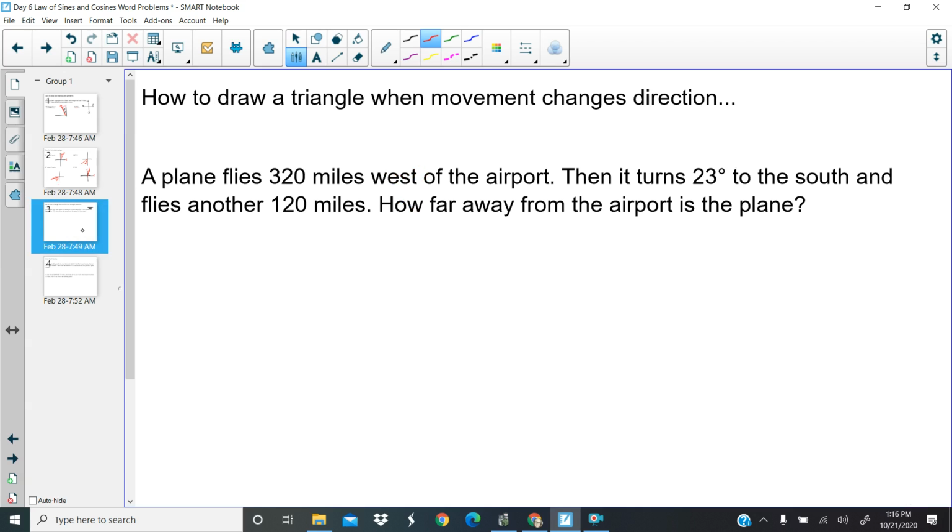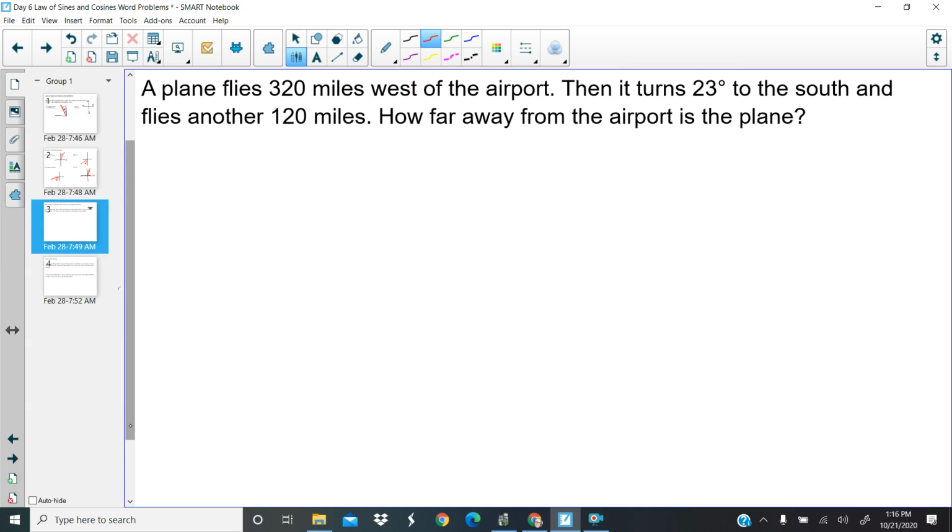So in this one, we have a plane flies 320 miles west of the airport. So let's just start drawing some stuff out. The airport is right here. This plane is flying 320 miles west of the airport. So this is 320 miles. Then it turns 23 degrees to the south. So it went 320 miles and it's right here. If it had kept going west, it would still be going in this direction. But it turned 23 degrees to the south.